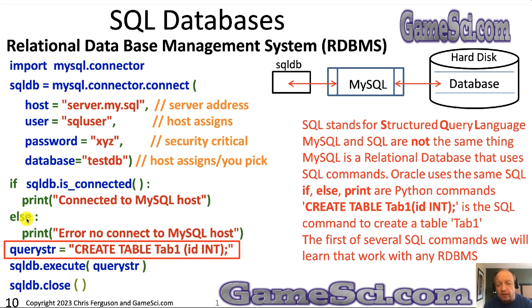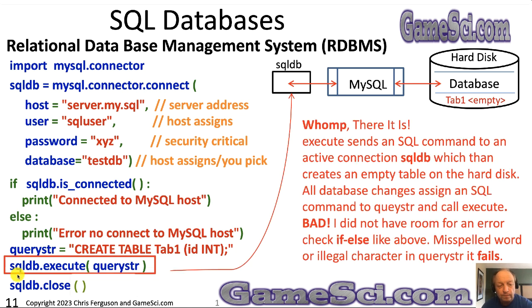If, print, else, those are Python commands. Create table tab 1, that is an SQL command, to create a table named tab 1. This is the first of several SQL commands we will learn that work with any relational database manager. SQLDB.execute query string. There it is.